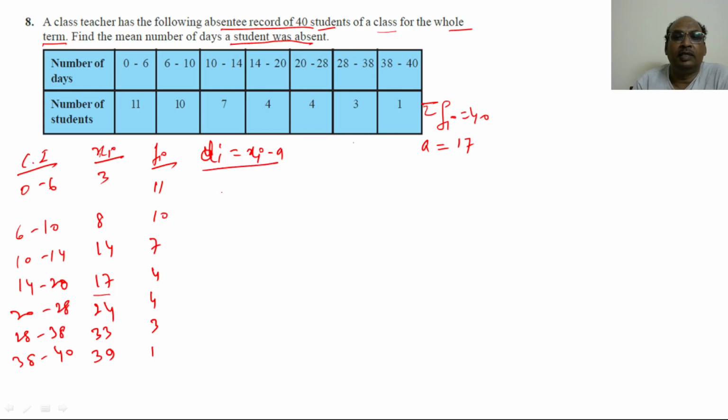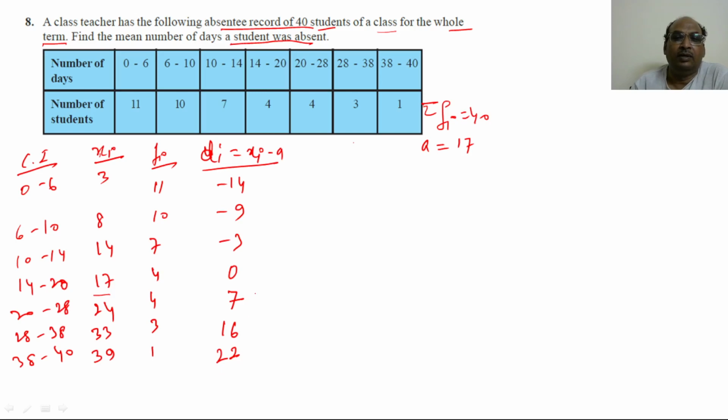So that is 3 minus 17, minus 14. 8 minus 17, minus 9. 14 minus 17, minus 3. 17 minus 17, 0. 24 minus 17, 7. 33 minus 17, 16. 39 minus 17, 22. Right? Okay. Now we will go for sigma fi di.